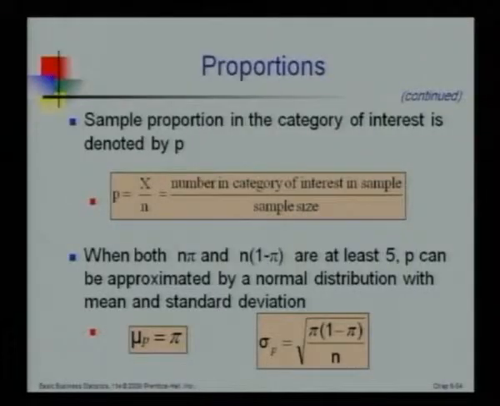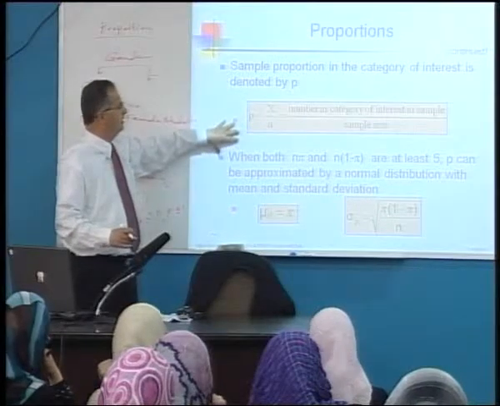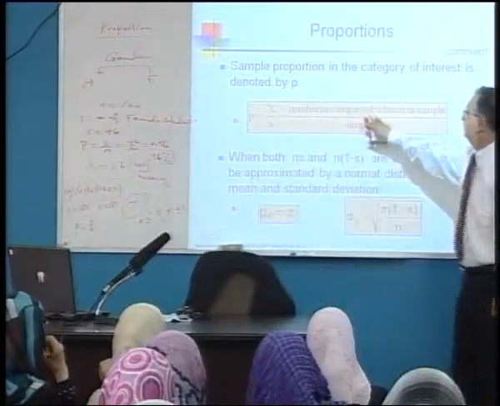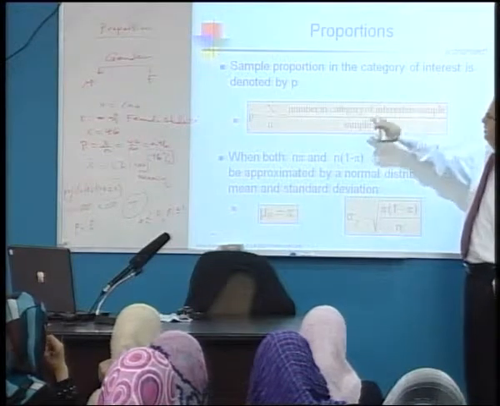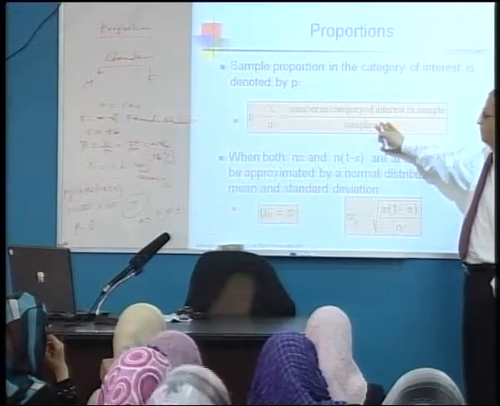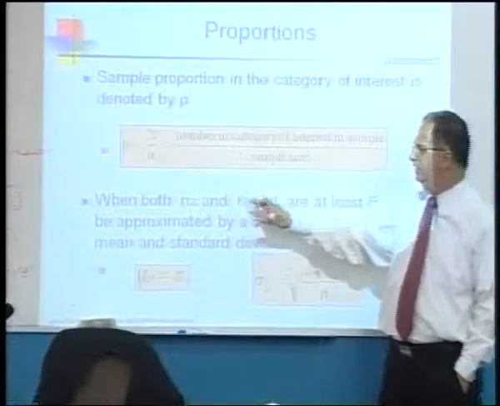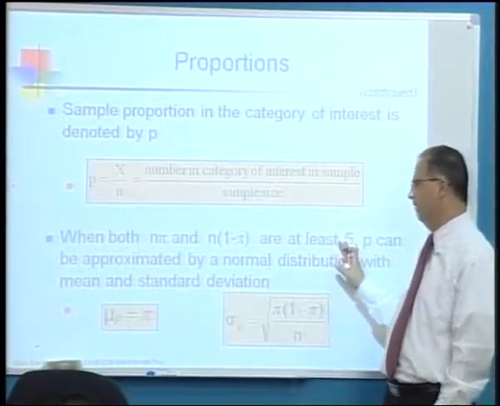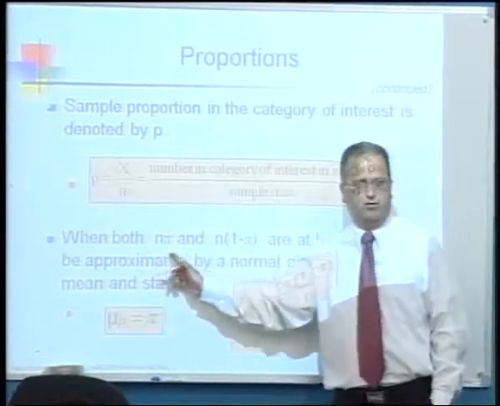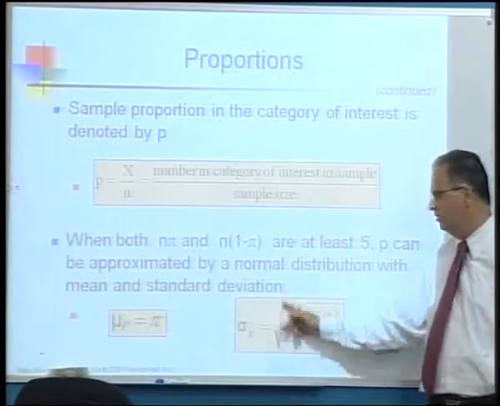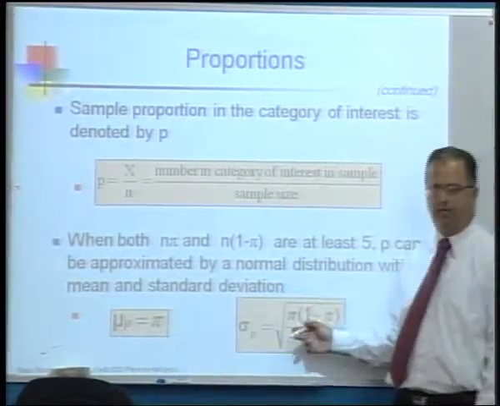So again, this slide is the same as we have discussed in chapter 8. Sample proportion is P. P is X over N, and X is the number in the category of interest in the sample. N is the sample size. And we know that if the two conditions, N pi and N times 1 minus pi, are at least 5, then P can be approximated by a normal distribution with mean equal to pi and standard deviation equal to the square root of pi times 1 minus pi divided by n.